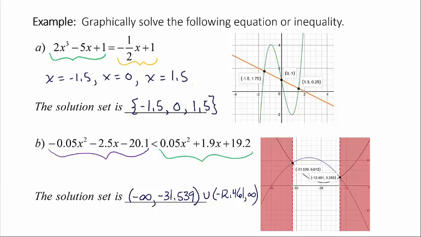Whether you're talking about an equality or an inequality, when we're solving it graphically, we really depend on those points of intersection of the graph. With an equality, we're looking at the x values of those intersections as being the solutions. And when we're looking at an inequality, those x values will often be the endpoints of whatever intervals you have that satisfy the inequality.